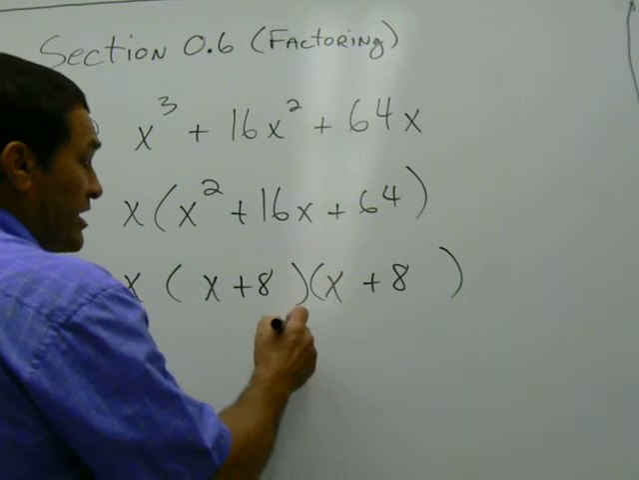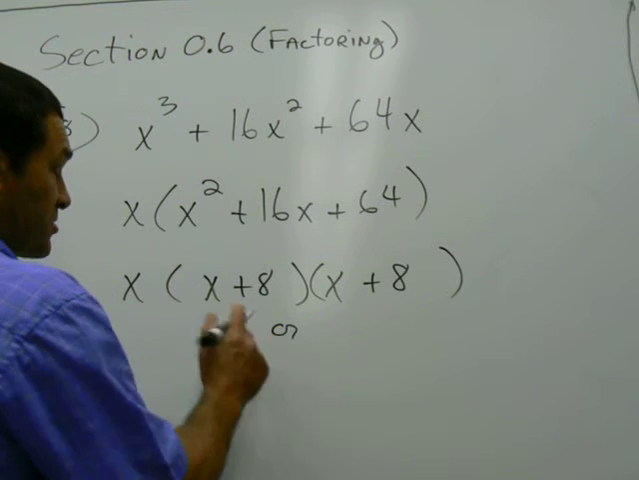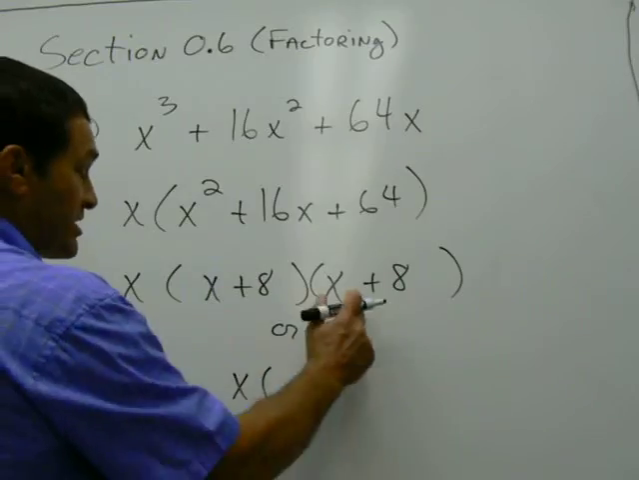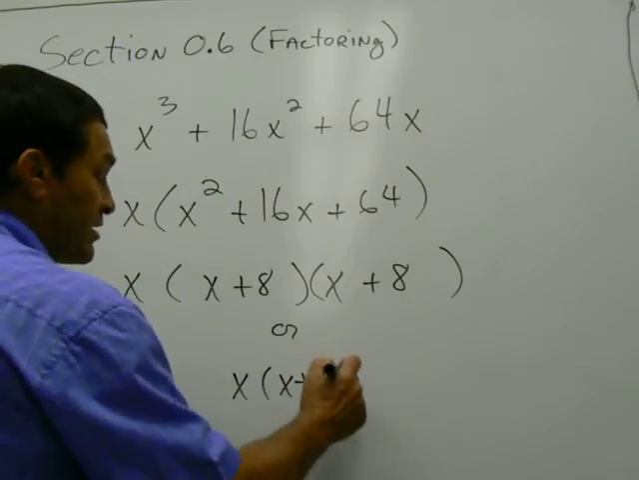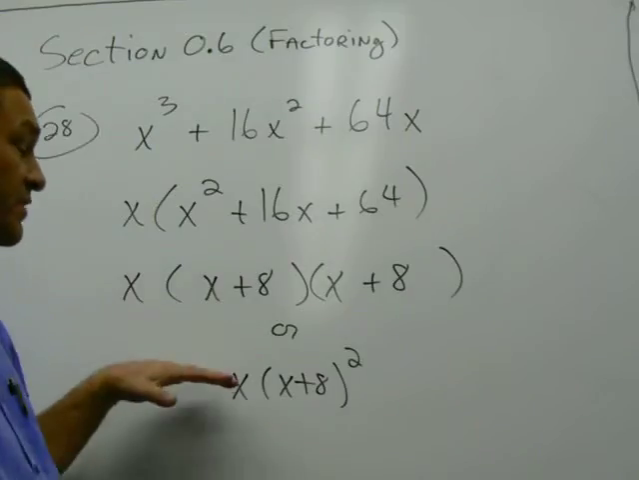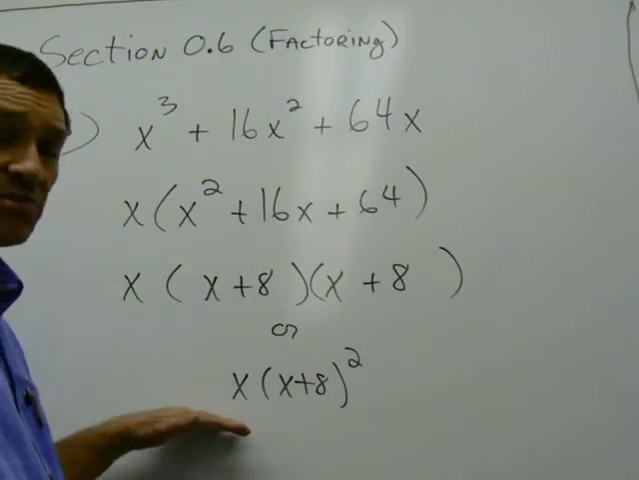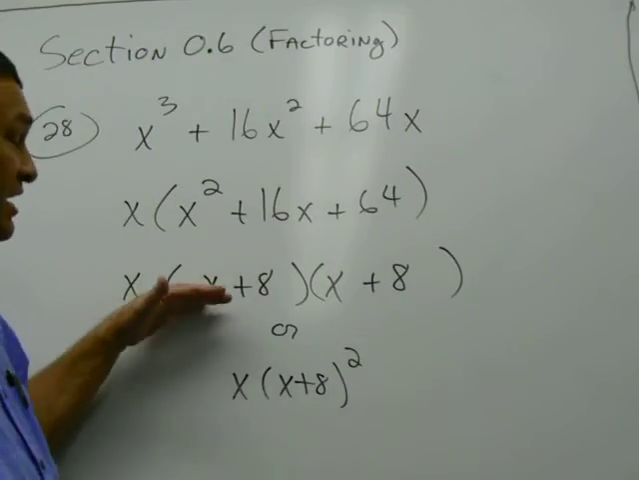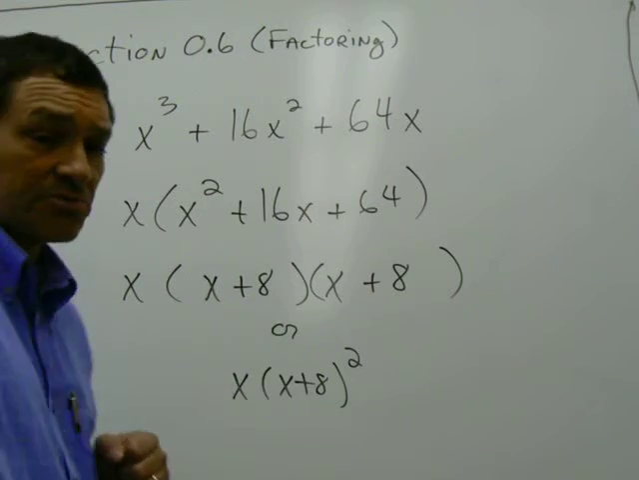I don't know how the textbook will write the answer, but it's perfectly okay to write x plus 8 times x plus 8 as x times x plus 8 squared. I'm satisfied with either answer, whichever one you see in the back of the book. You ought to recognize it either way it's written. And that was problem 28. Let's try number 40.